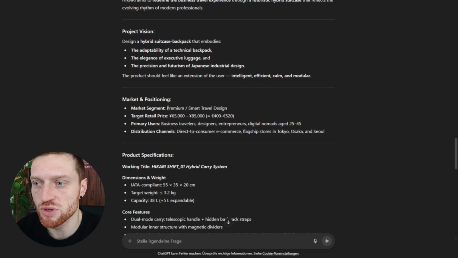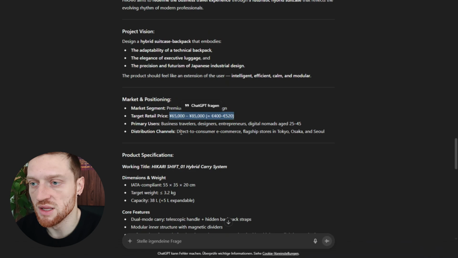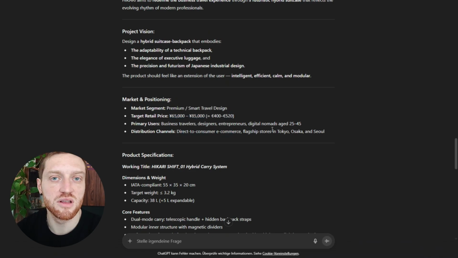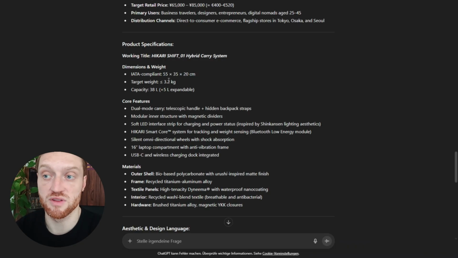Market positioning: it's a premium smart travel design, so it's a high price. That also means you can have a better understanding of the materials that you can potentially use and the overall aesthetic that you might want to apply. It's a direct-to-consumer e-commerce flagship store in Asia. Then we have the dimensions. So it has to comply with IATA regulations in terms of dimensions. It has to have a certain weight and capacity.